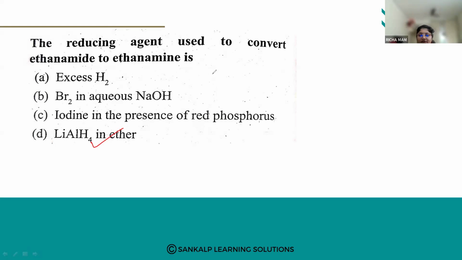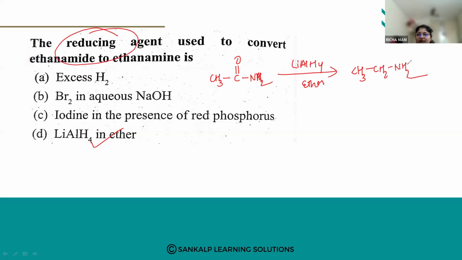So I'll give the reaction. Ethanamide, CH3 C double bond O NH2. So this is your NH2. If you treat it with lithium aluminum hydride in the presence of ether, I'm going to get CH3 CH2 NH2. So what I'm doing is reducing: addition of hydrogen and removal of oxygen.